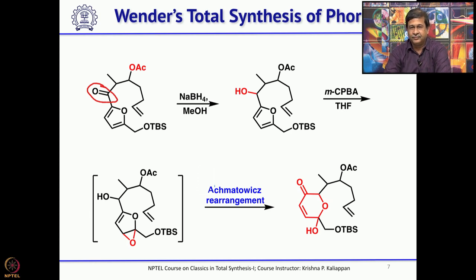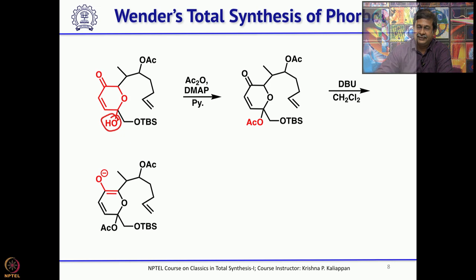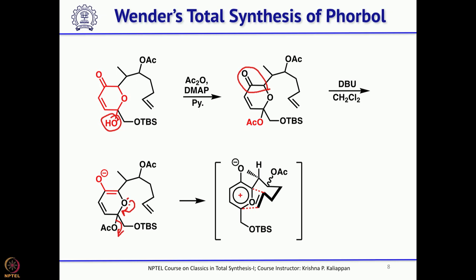Then the next key step is the oxidopyrylium-alkene cycloaddition. So this, on treatment with acetic anhydride, you protect this lactol as acetate, then treat with DBU. The DBU can form the enolate. At the same time, this lone pair can push this acetate out. So if you see this, that forms this oxidopyrylium. This is a stable species, and this double bond can undergo a 5+2 cycloaddition reaction.